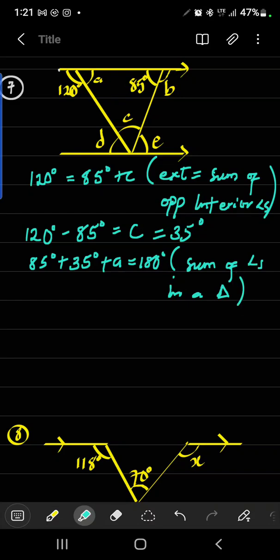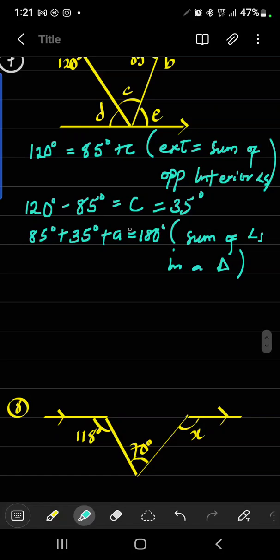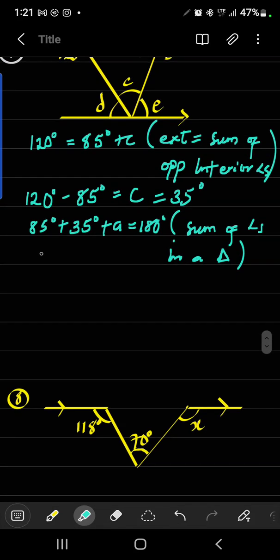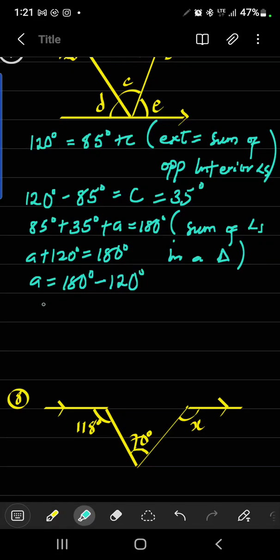This is the symbol for triangle, right? So what is 85 plus 35? Actually, it is 120, isn't it? So 85 plus 35 is 120. That is A plus 120 degrees equals 180 degrees, right? So your A is now equal to what? 180 degrees minus 120 degrees. So A equals what? Which is 60 degrees, isn't it?